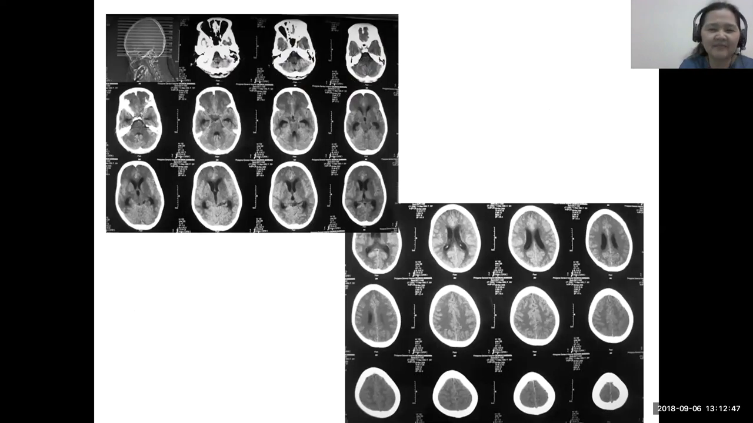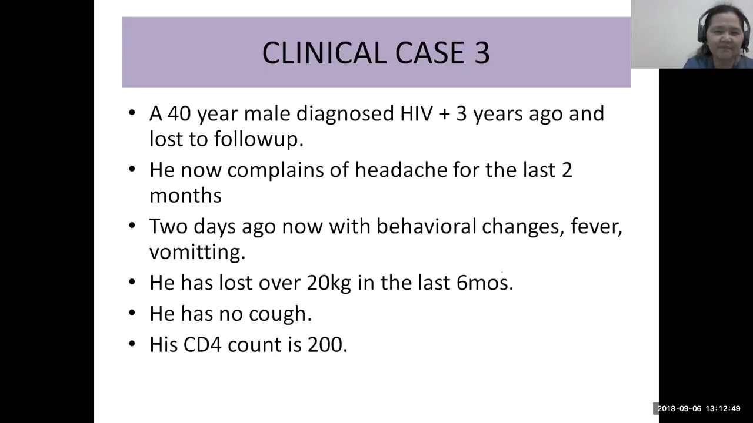40-year-old male, HIV 3 years ago, but lost to follow-up. So, hindi nakainom ng ARVs. He now complains of headache for the last 2 months. Pero ngayon, may behavioral changes, fever, vomiting. He's lost 20 kilos, has no cough, and his CD4 is 200.